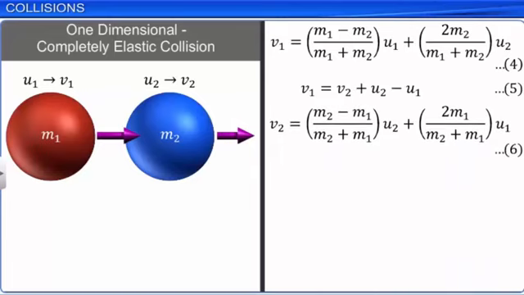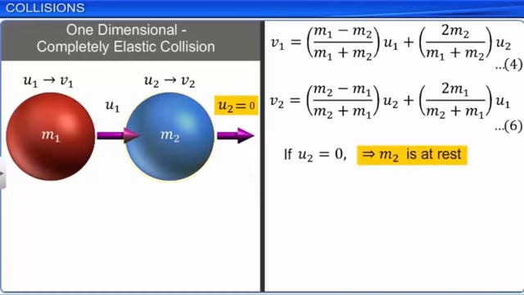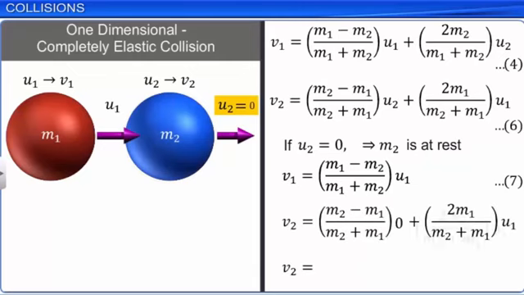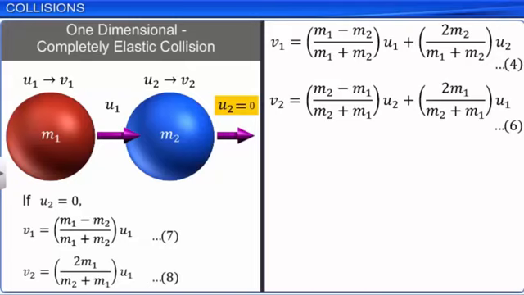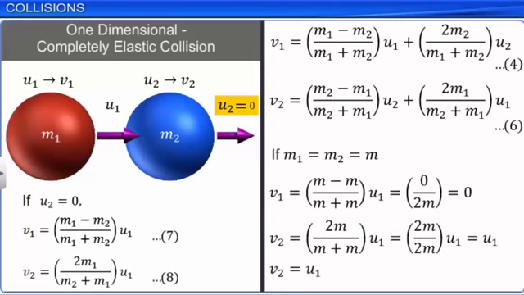As a special case, if we assume that m2 was at rest before the collision, then u2 will be 0 and v1 reduces to v1 = (m1 - m2)/(m1 + m2) × u1. Let this be equation 7. And v2 = 2m1/(m2 + m1) × u1. Let this be equation 8. Moreover, in this case, if m1 is equal to m2, say equal to m, then we get v1 equal to 0 and also v2 equal to u1. Thus, we see that the two bodies exchange their velocities after the collision.